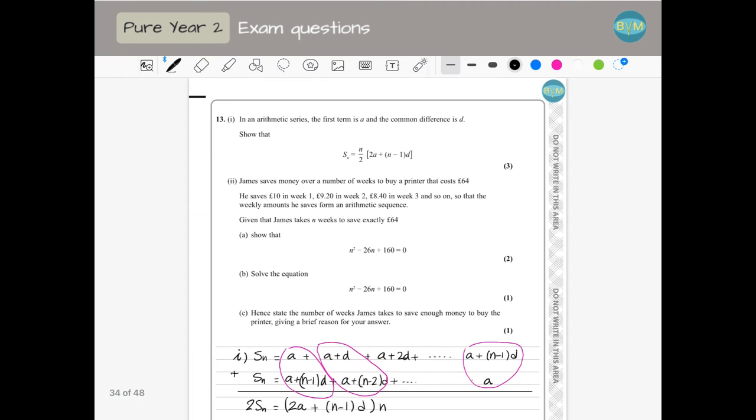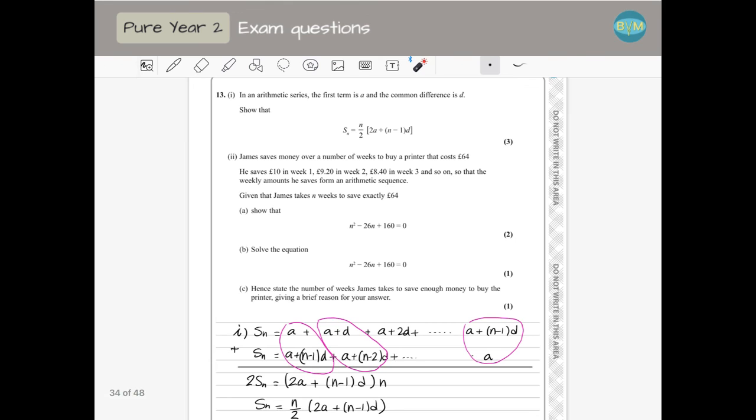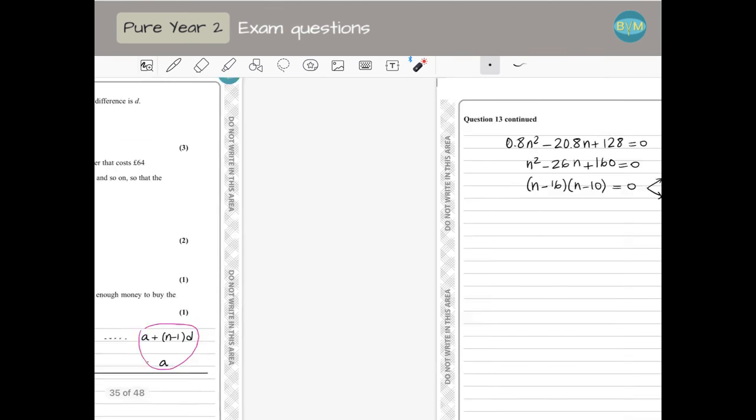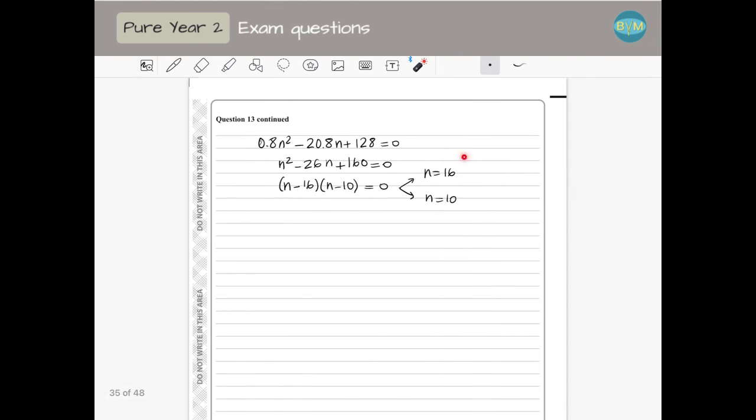But they ask me the minimum number of weeks, no? It doesn't say, but if he is able to save 64 pounds in 10 weeks, it doesn't make sense to wait for 16. So we have to choose the smallest number of weeks.